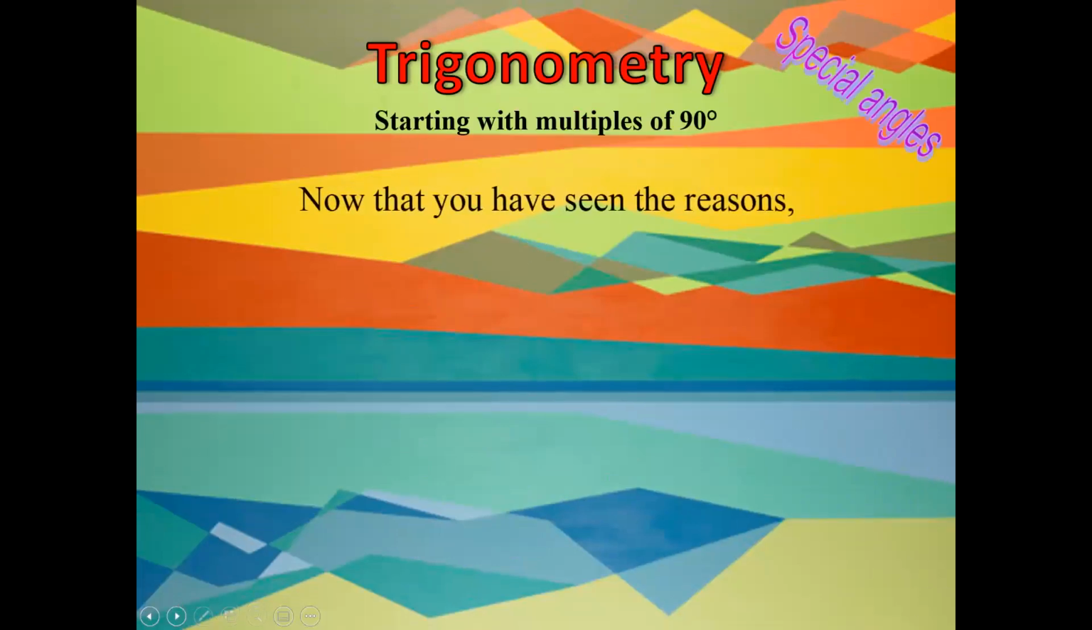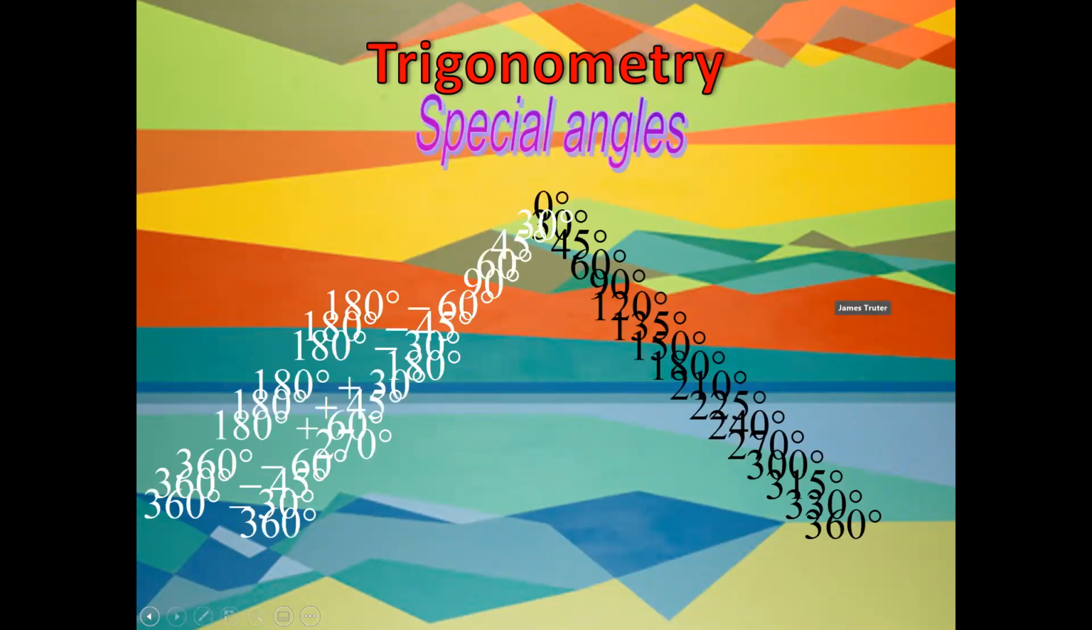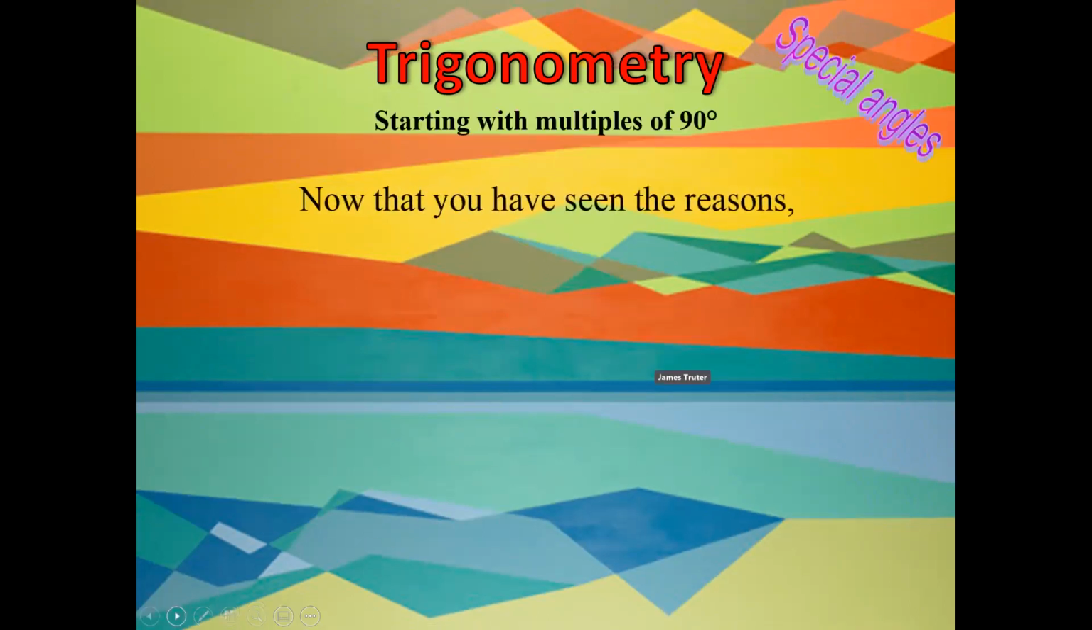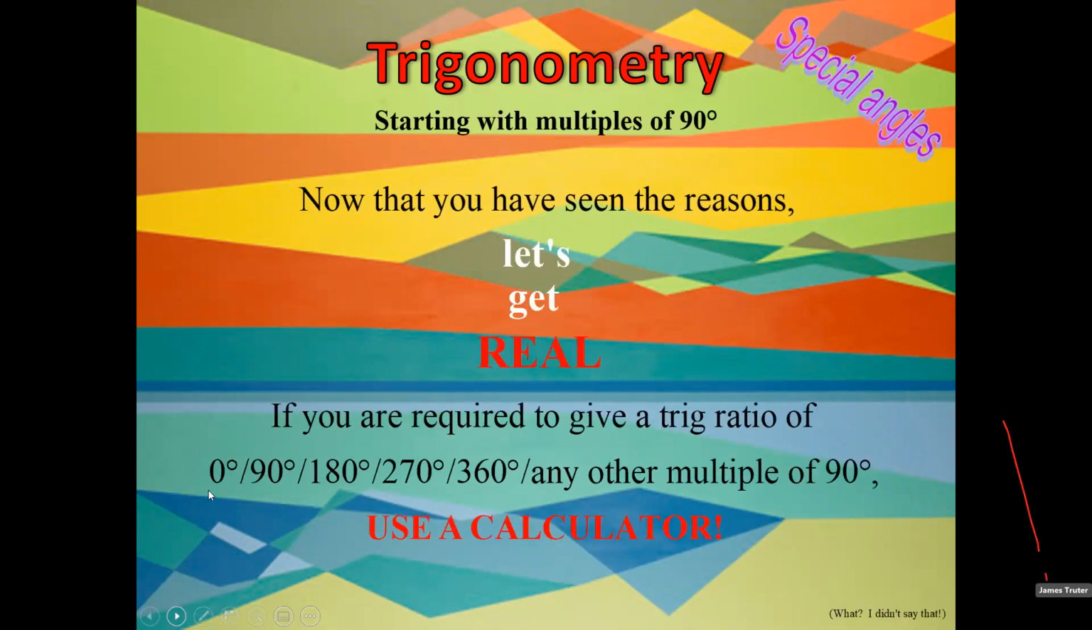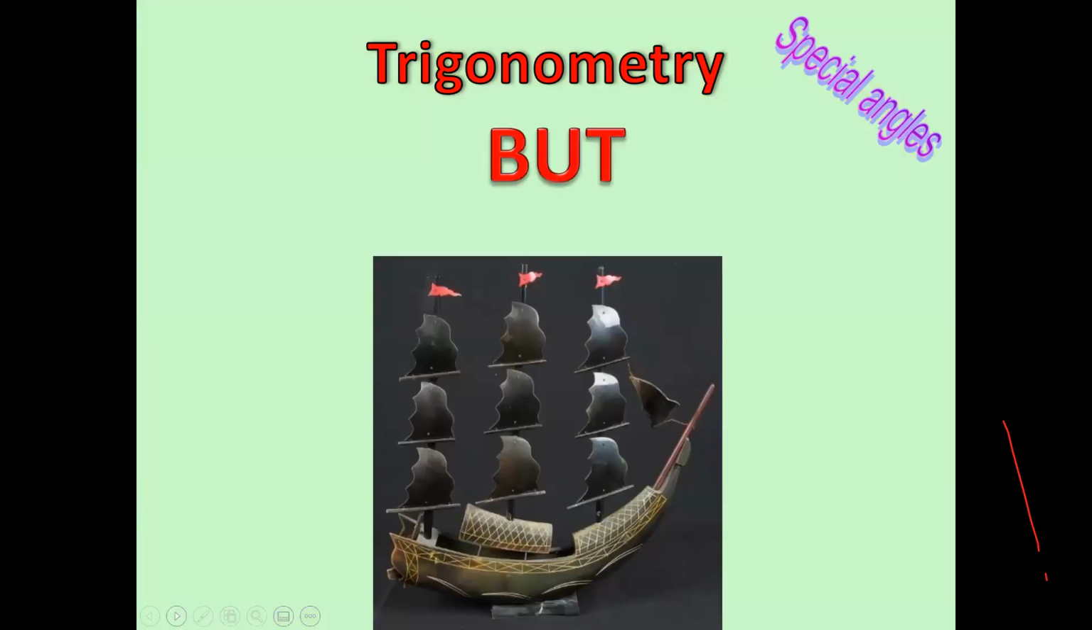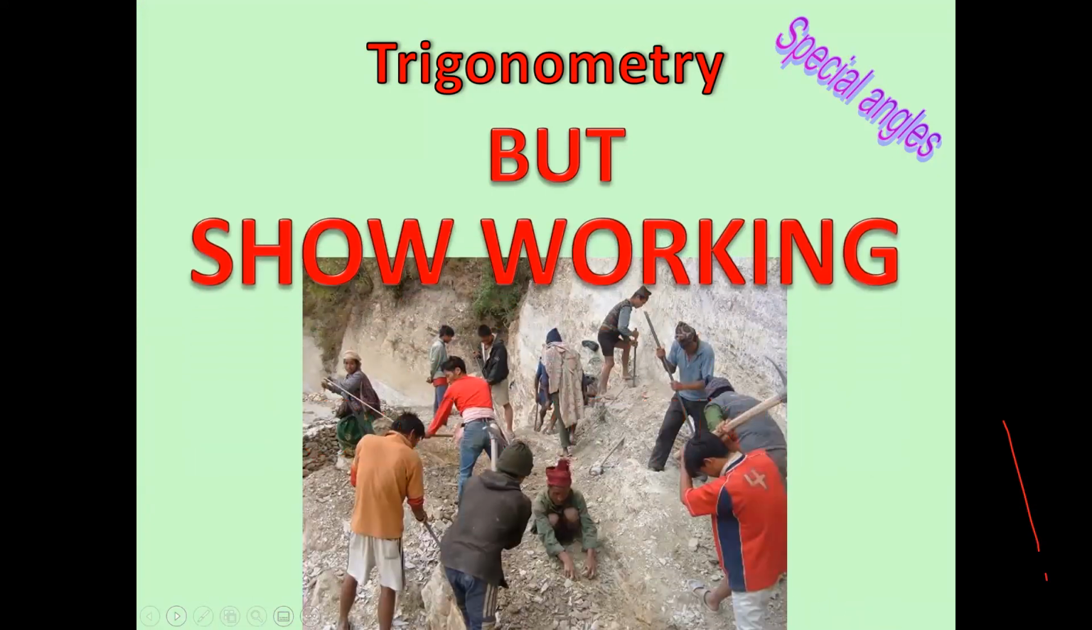So the next section that you do is called special angles. The angles that are special to you are 0, 30, 45, 60, 90. But okay, we're not going to go too deep. The ones you do in grade 10. For 0, 90, 180, 270, 360, you can use your calculator. In other words, any multiple of 90, you can use your calculator. So you can use your calculator, but you've got to show working.